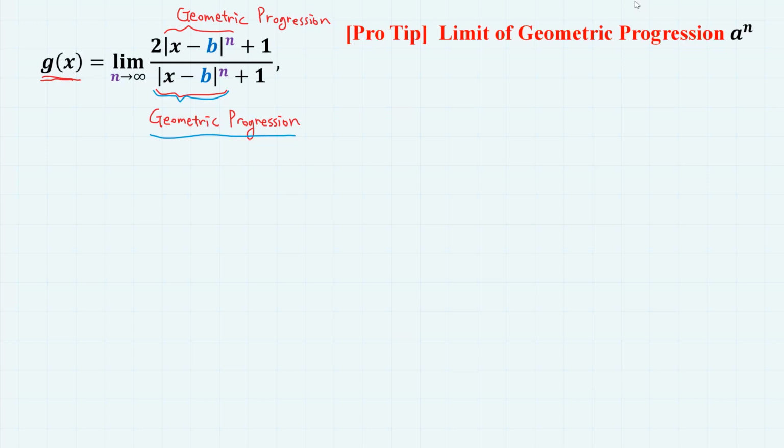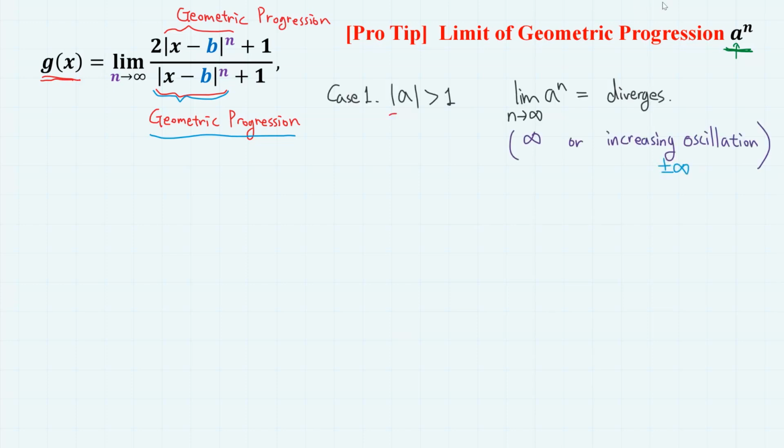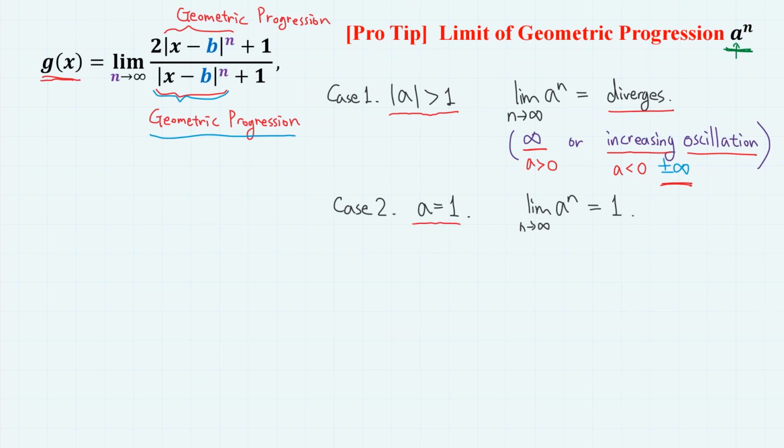For a general geometric progression a to the power of n with common ratio a, its limit is usually dealt by dividing into 4 cases. If absolute value of a is greater than 1, then the limit of a to the power of n diverges. If a is positive, then a to the power of n simply becomes infinitely larger, and if a is negative, a to the power of n oscillates between positive and negative values, while its absolute value becomes larger and larger. If a is exactly 1, then the limit of a to the power of n converges to 1. If absolute value of a is less than 1, then the limit of a to the power of n is 0, since the absolute value of a to the power of n becomes smaller and smaller.